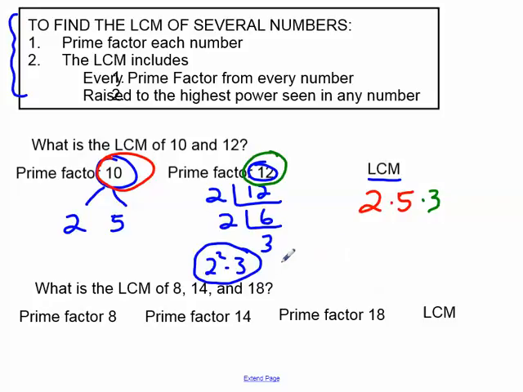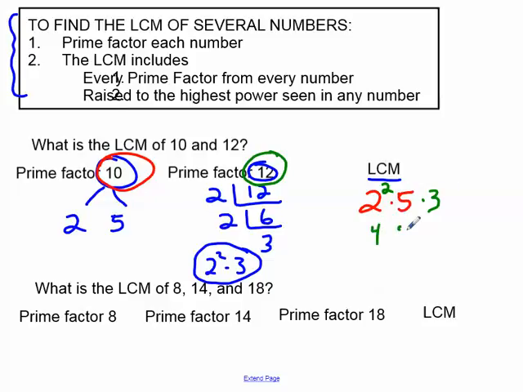Now raise them to the highest power that they're seen. 2 has to be to the first. 5 has to be to the first. 10 is happy if there's just one of these over here. But the 12 says he's got to have 2 of these 2's. So raise it to the highest power that you see it. It has to have a squared term because the 12 has 2 of those 2's in there. There's our lowest common multiple: 2 squared times 5 times 3.